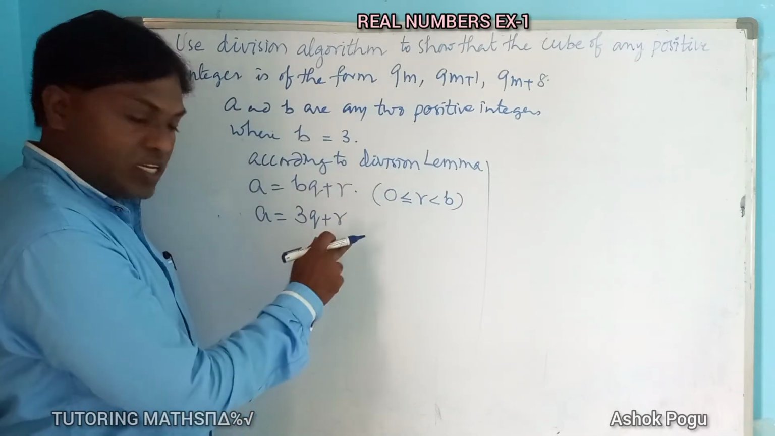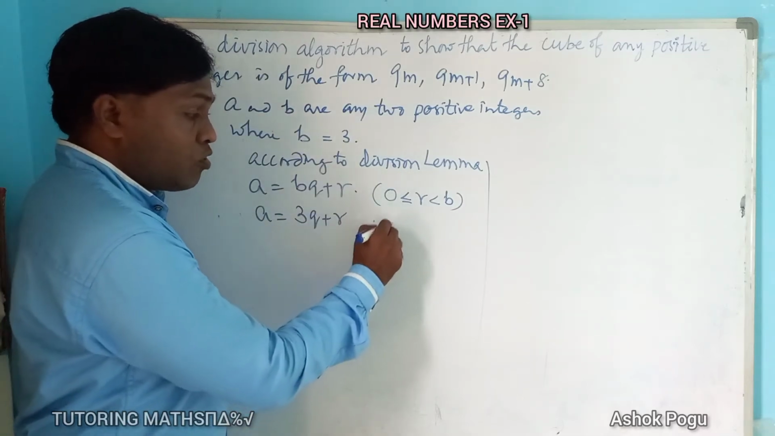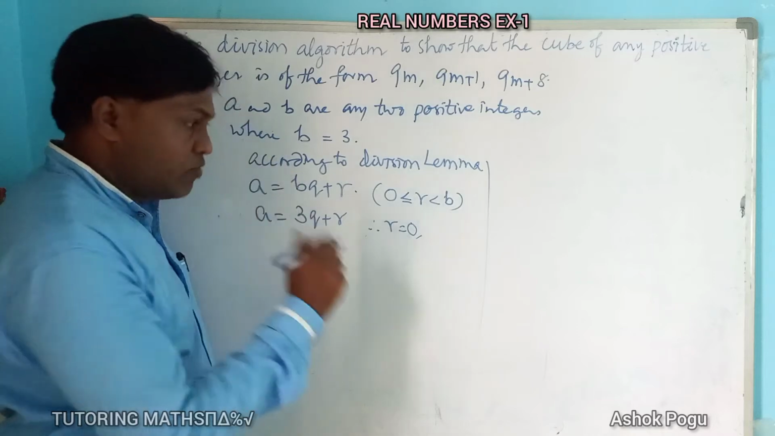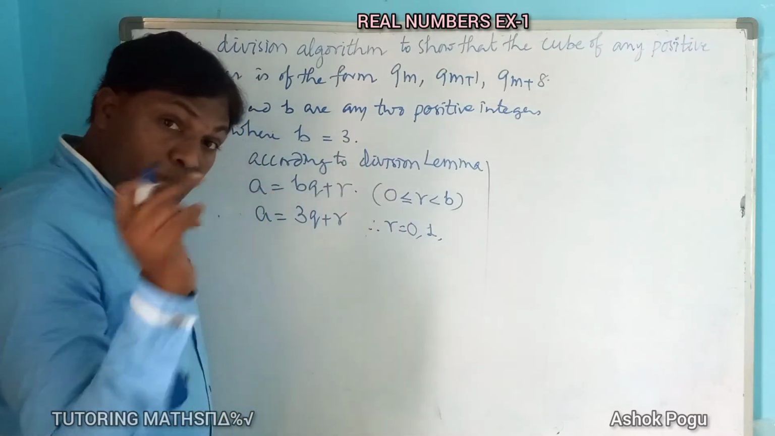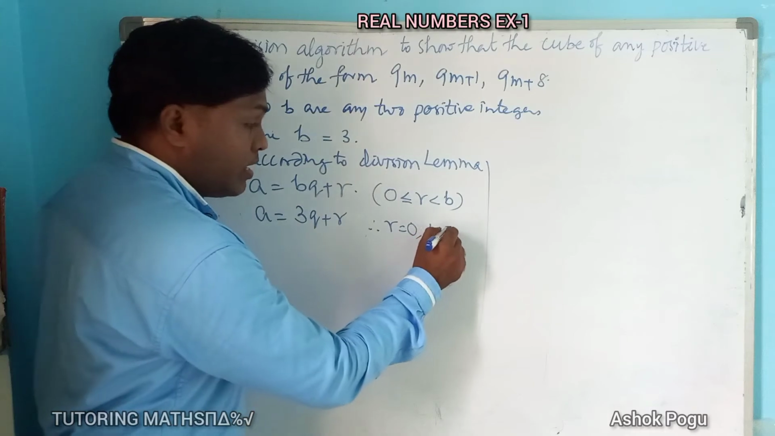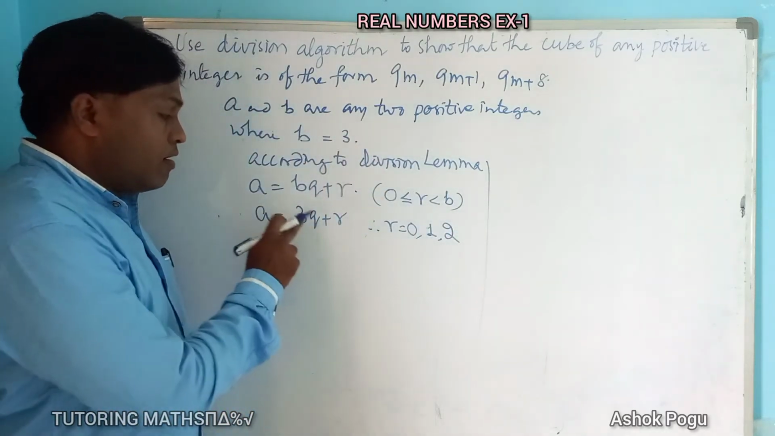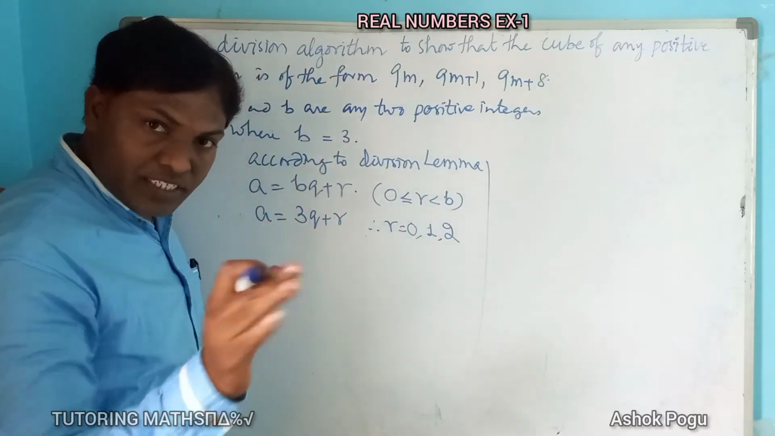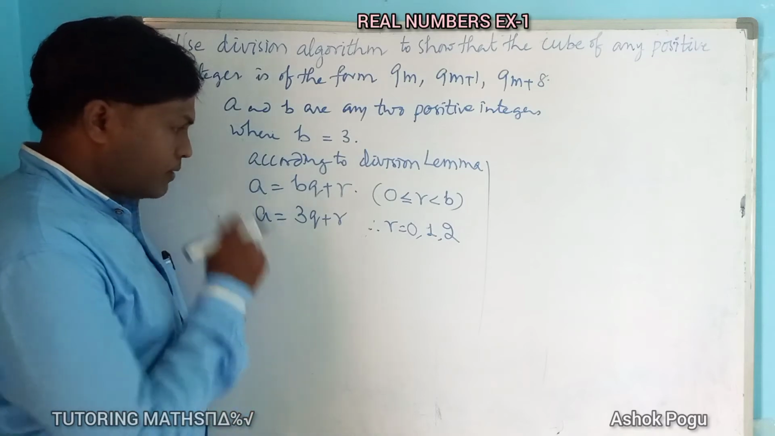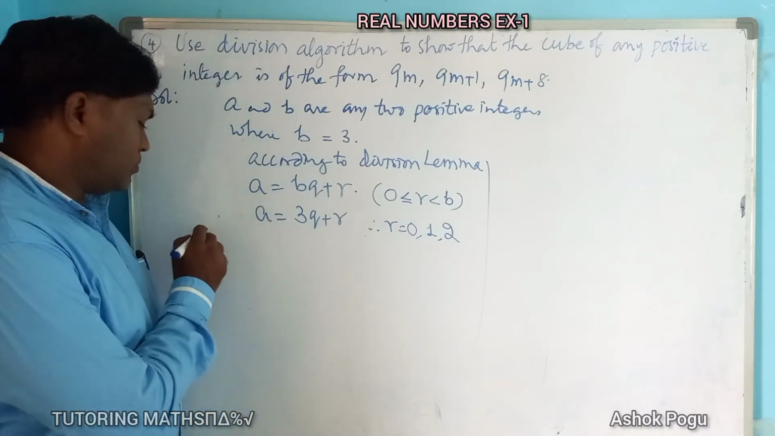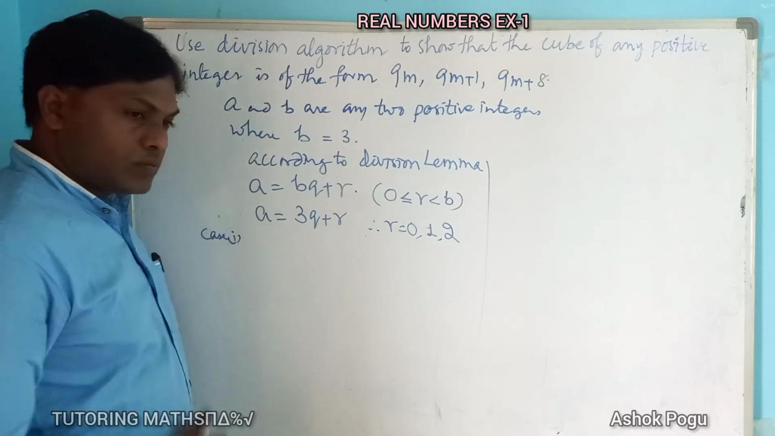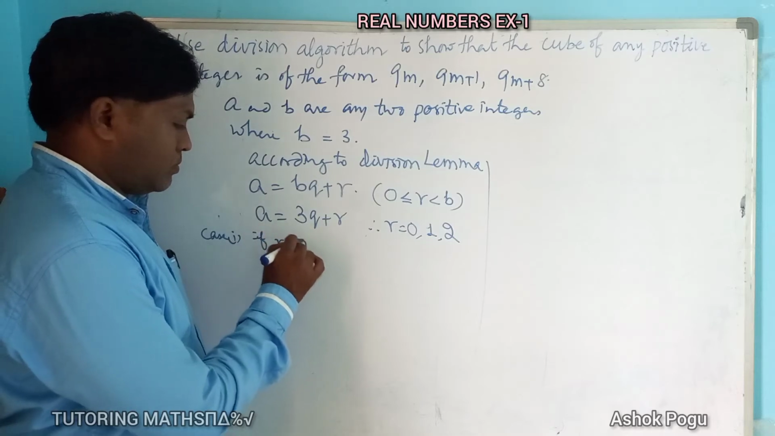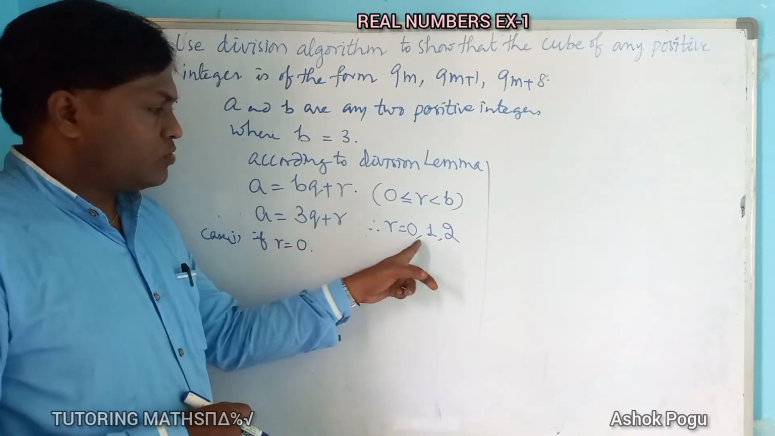Now observe this condition, what would be the r value? The remainder may be 0, which is possible when 3 is the divisor. Remainder 1 is also possible when 3 is the divisor. Remainder 2 is also possible when 3 is the divisor. Remainder 3 cannot be possible when 3 is the divisor. You know that. So a is equal to 3q plus r, and r values will be 0, 1, 2.